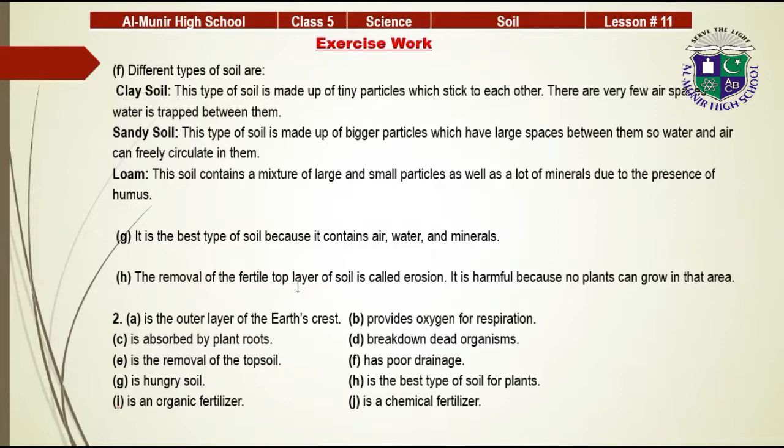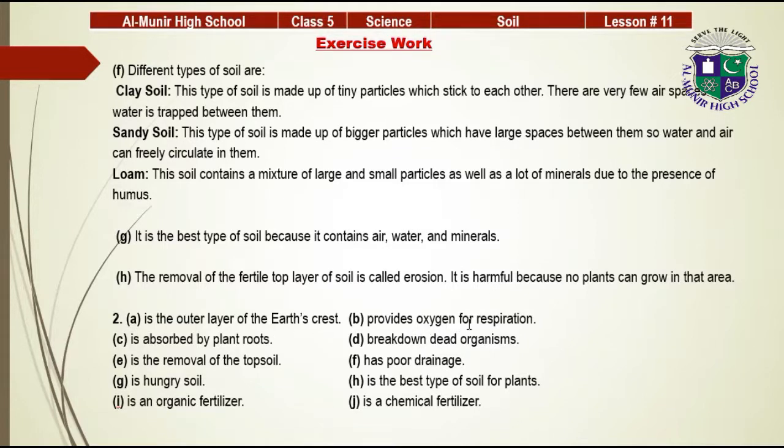The removal of the fertile top layer of soil is called erosion. It is harmful because no plants can grow in that area. Next, students, we have match the columns. Match the first word with A, which is the outer layer of the earth crust.